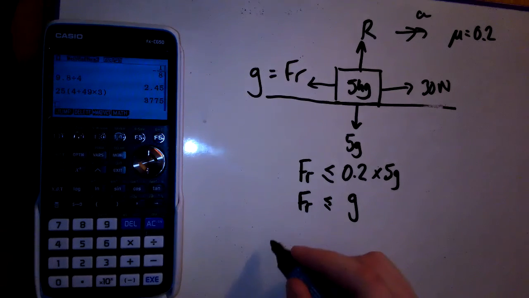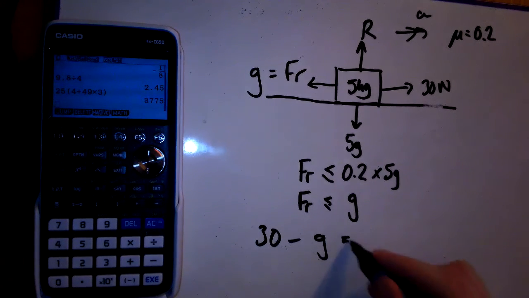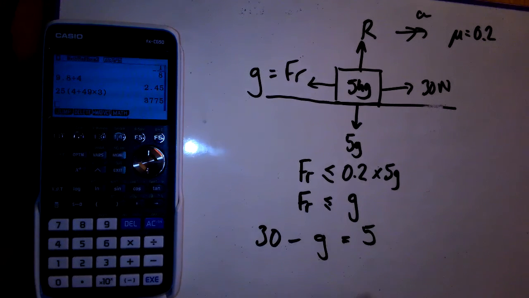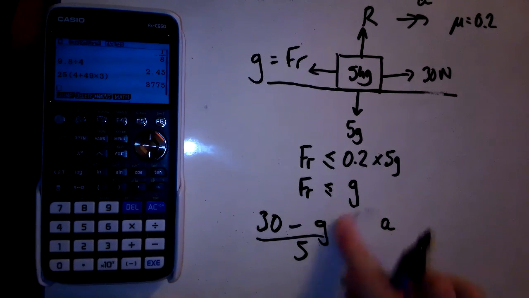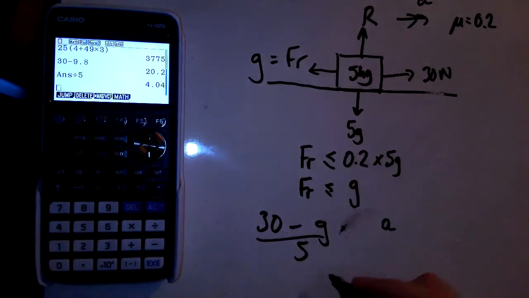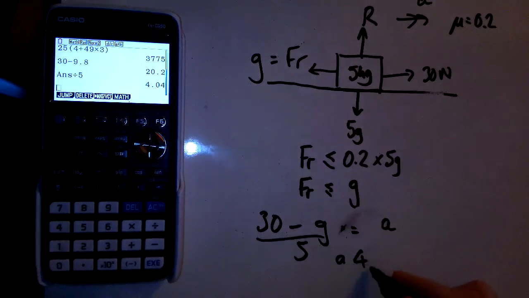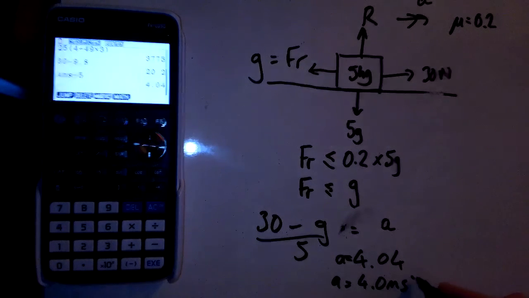So I've got my equation of motion. I've got 30 pulling forward, take away g pulling it back, and that equals my mass, so 5 times the acceleration. So just divide this out by 5 to get the acceleration. So 30, take away 9.8, divided by 5. So we get a equals 4.04. But I've used 9.8, so a has to equal 4.0 meters per second squared.